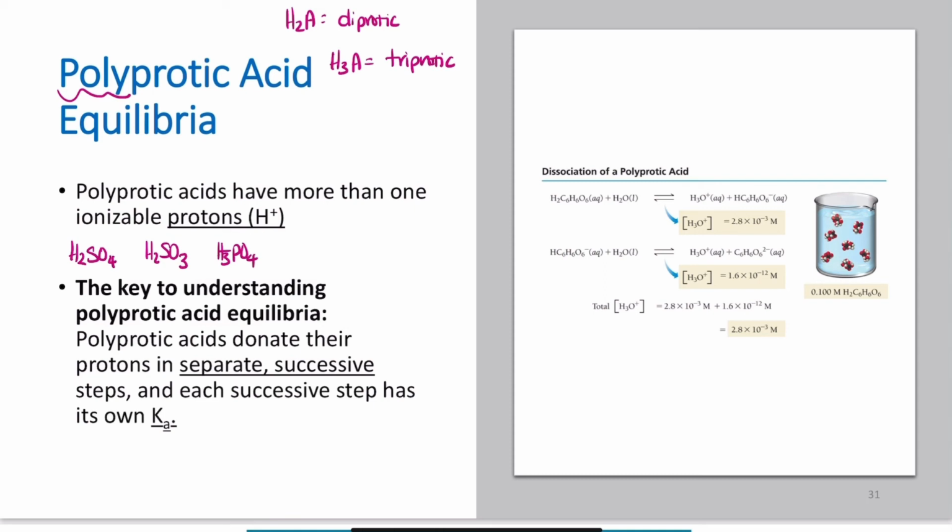So the key to understanding polyprotic equilibria: polyprotic acids donate their protons in separate successive steps, meaning they don't all come off at once, they come off at different points. Each step has its own Ka value. They're going to lose them at different pH values, and they're going to lose the first one easier than the second, easier than the third. So it's harder and harder to pull off those protons.